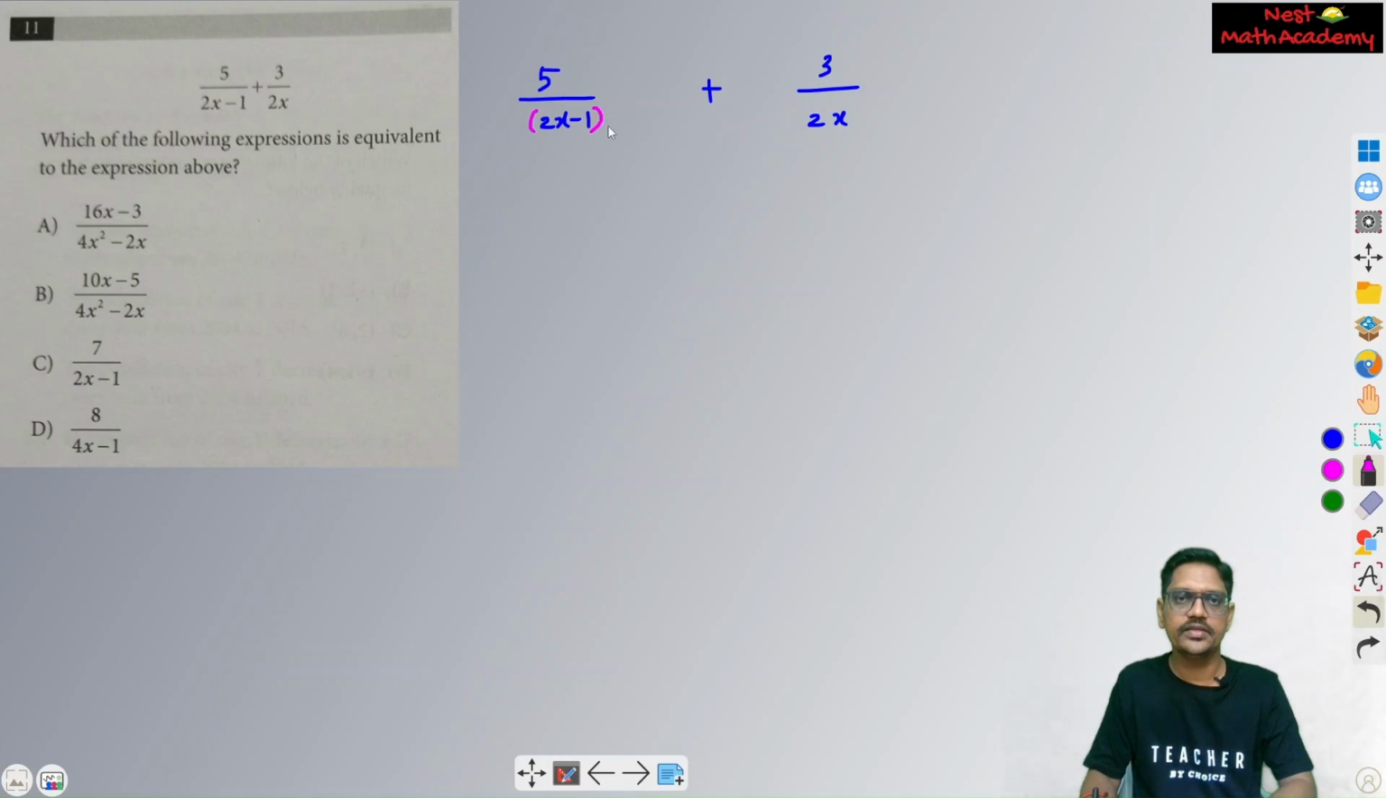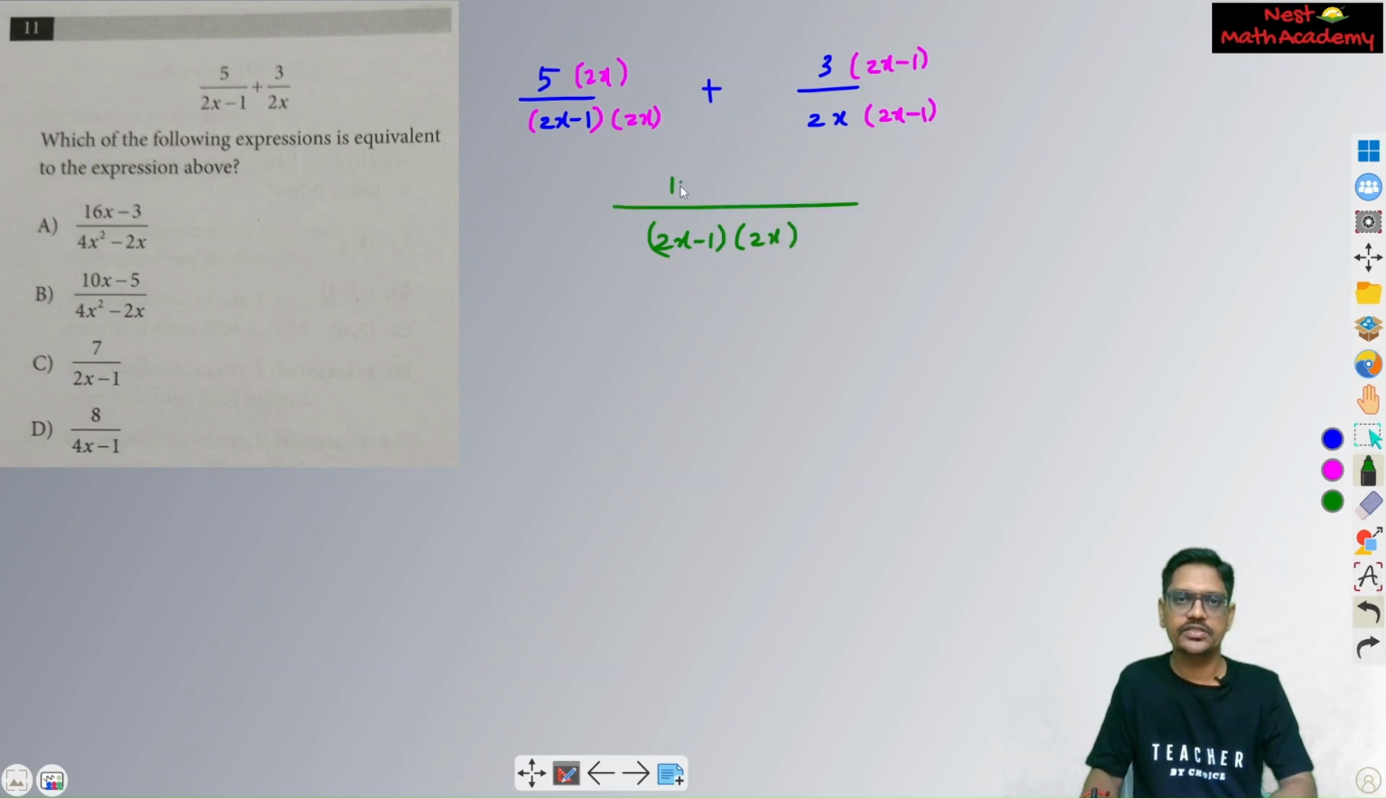So multiply this with 2x, multiply this with 2x minus 1. So clearly we have the common denominator now. So therefore the common denominator is 2x minus 1 times 2x. And the numerator is added together.